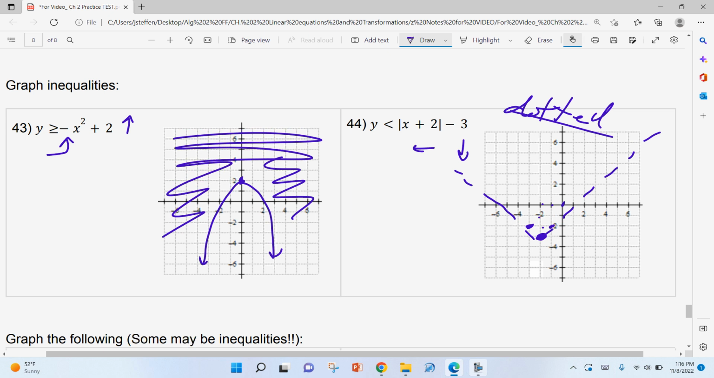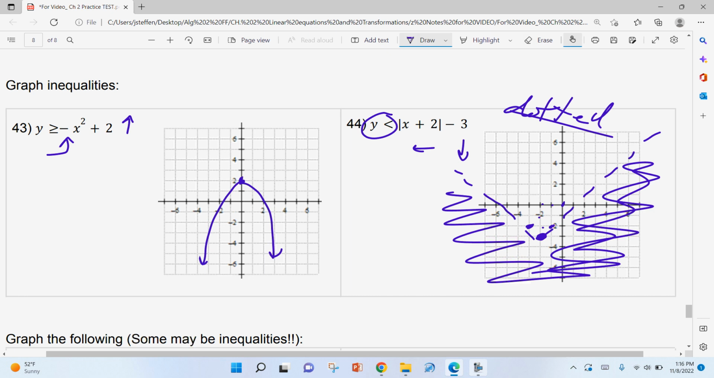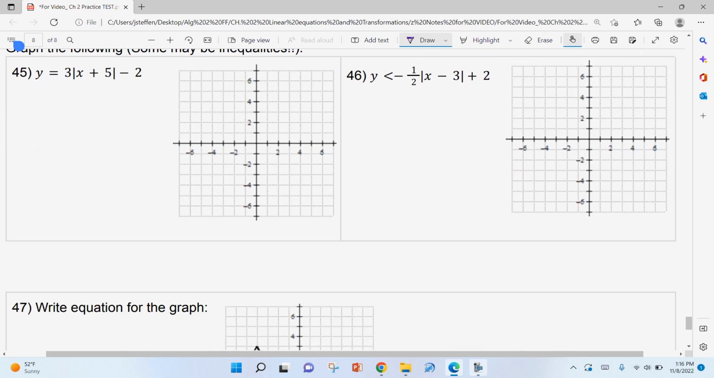It's dotted. Then again, y is less than, so we shade below this. If you're ever not sure what above or below means, always look at your vertex. Below the vertex or above the vertex, and that's going to tell you if it's inside your absolute value or parabola. So like for this other one, number 43, if you didn't know what was above or below, look at your vertex. Above the vertex is up here, so that means it's outside your parabola.